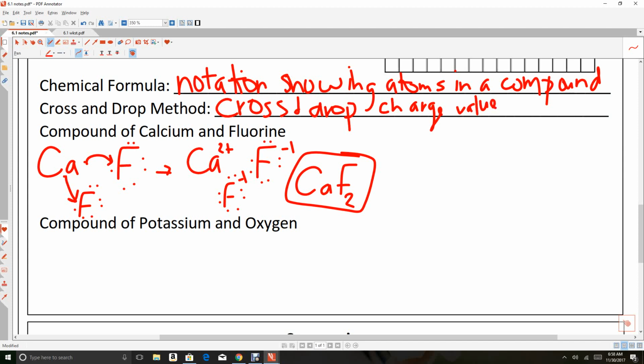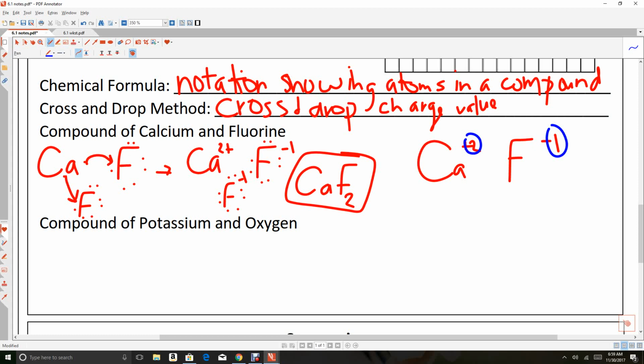So if I start with calcium, calcium's in group 2, so it has a 2+ charge. And then I look at fluorine, and fluorine's in group 1, so it has a -1 charge. I'm going to change the color so you can see this a little bit. But so I'm going to circle the 2, and I'm going to circle the 1. Okay, because that kind of tells me those are the values. I just want the value of 2, not the positive 2. And I just want the value of 1, not the positive 1.